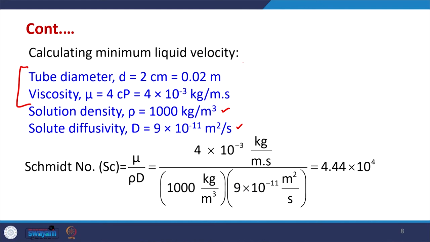Under that condition, if all these 4 parameters are known, and the tube diameter is also known, we can find out the Schmidt number. The Schmidt number is given by nu by rho D, and the diffusivity value, density and viscosity, every term is known to us. So, this value is found to be 4.44 into 10 raised to 4.